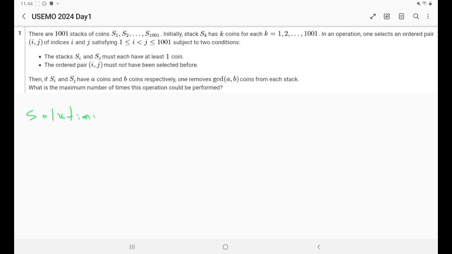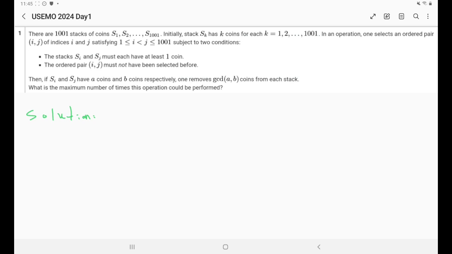The process that we can do each time is choosing a pair (i, j), such that i is less than j, with the following 2 conditions. Si and Sj should each have at least 1 coin, and the ordered pair (i, j) must not have been selected before. So we can select each pair at most once. If we follow these 2 conditions, then we can do the following process.